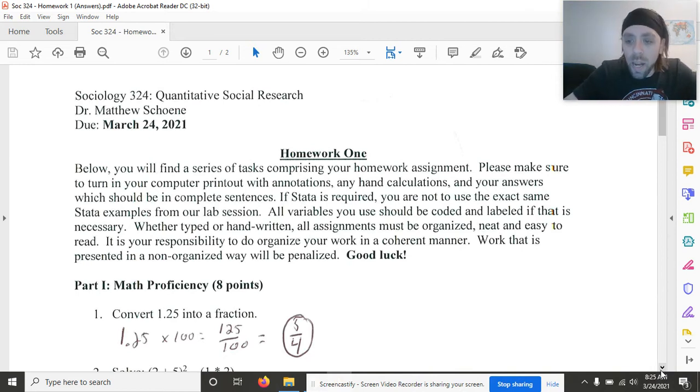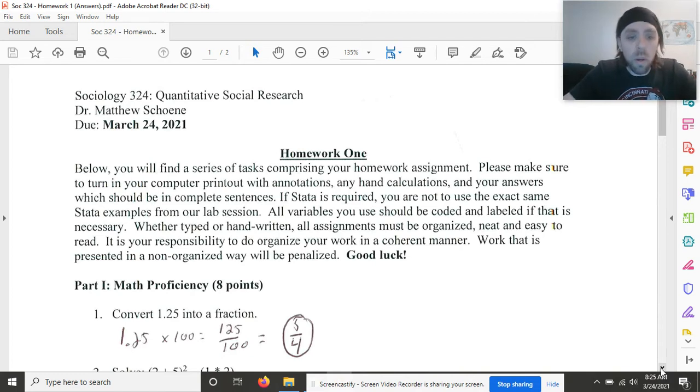Homework number one had three components. First was math proficiency, second was survey methodology, and the third was showing some basic proficiency and skills in the Stata program. So the math proficiency largely dealt with conversions and some basic algebra that will be helpful when we get into more complicated equations and summations, things like that.